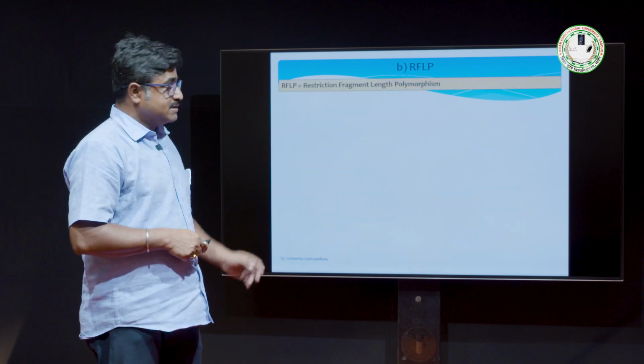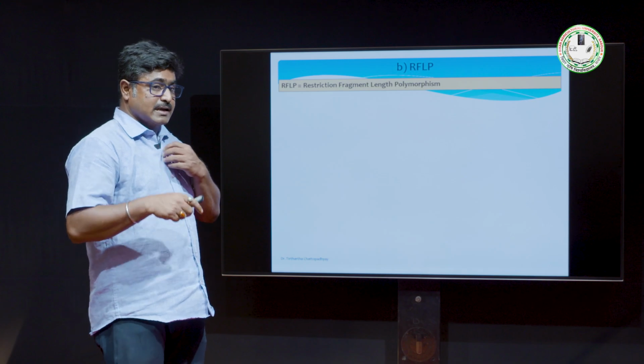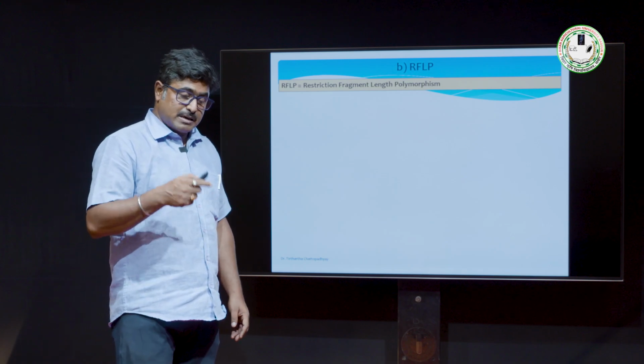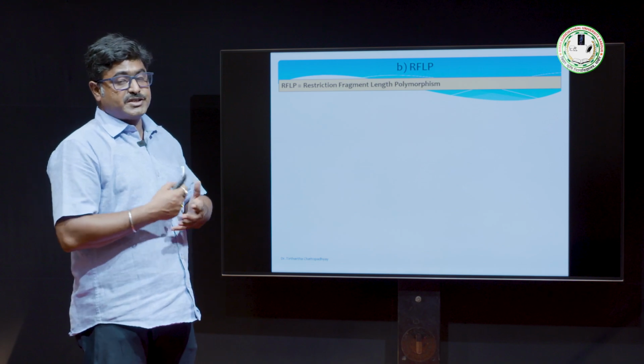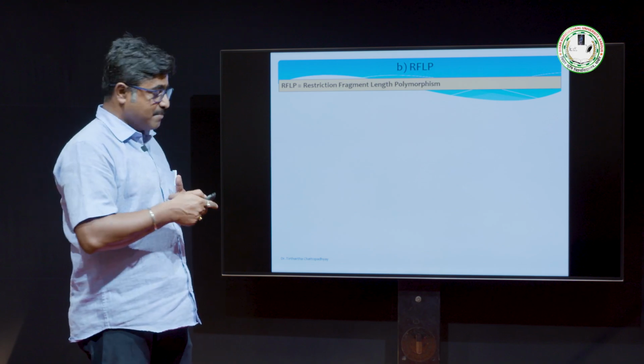Next coming is the RFLP marker. It's a little bit more cumbersome but a little bit more reproducible. Here we use restriction enzymes as well as random amplification.